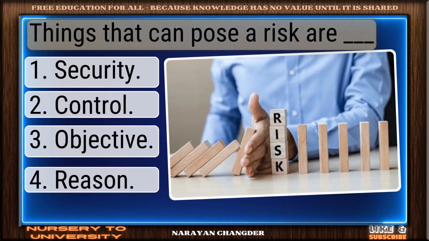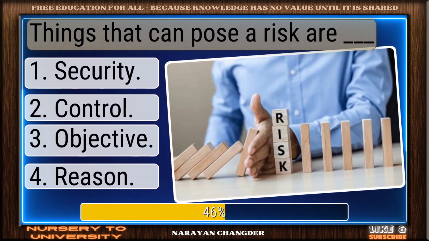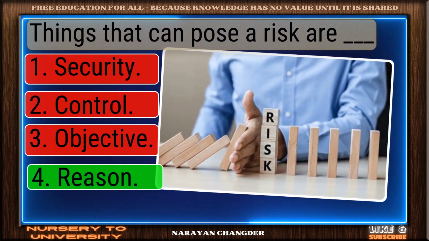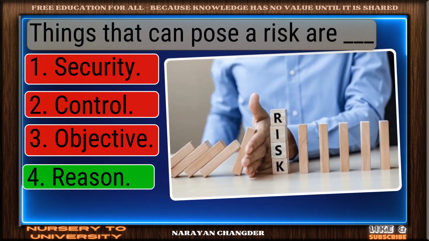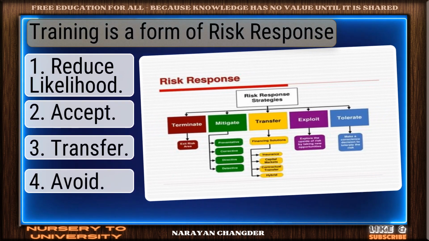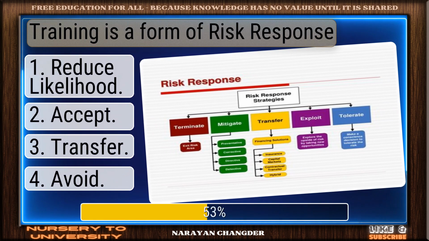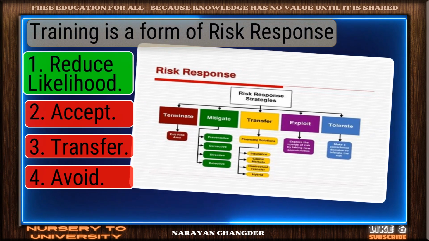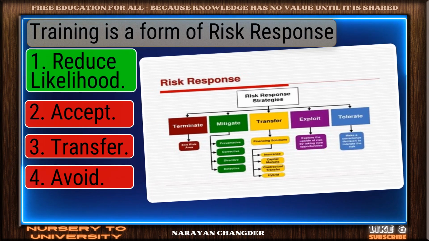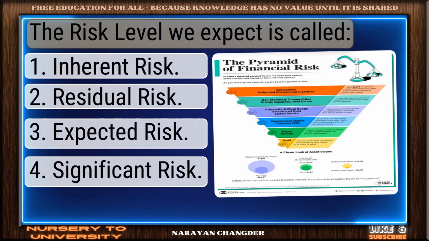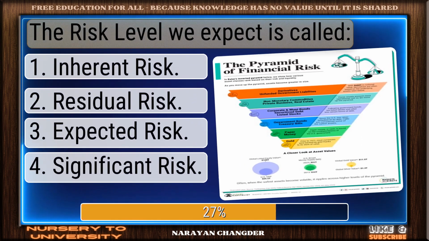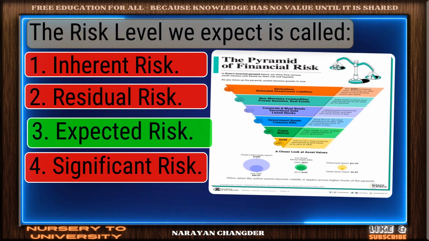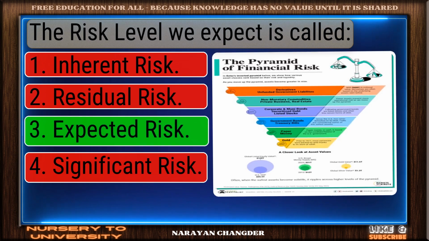Things that can pose a risk are dash. Nice selection. Reason is the correct and valid answer. Training is a form of risk response. Strong choice. Reduce likelihood is the right answer. The risk level we expect is called. Well reasoned. Expected risk is the correct choice.